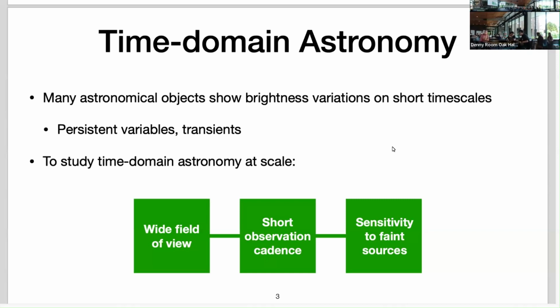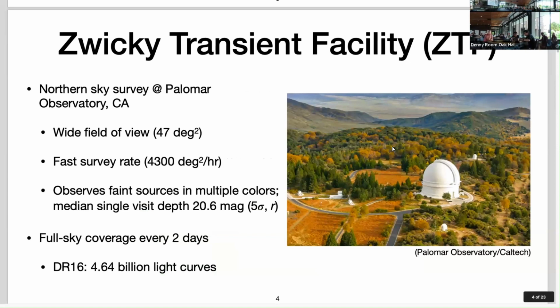And so to study both variables and transients, and in turn, time domain astronomy at scale, we need an observatory that provides a wide field of view, a short observation cadence, because these things are changing very rapidly, and then sensitivity to faint sources, so we can see as much of what's out there as we can. So enter the Zwicky Transient Facility, or ZTF.